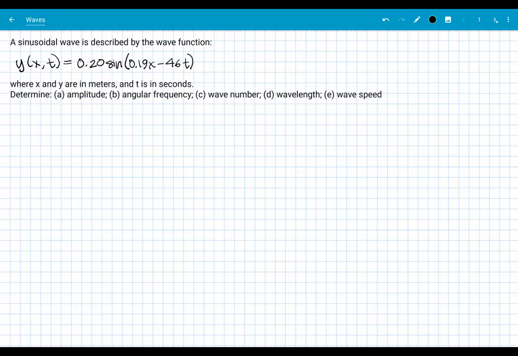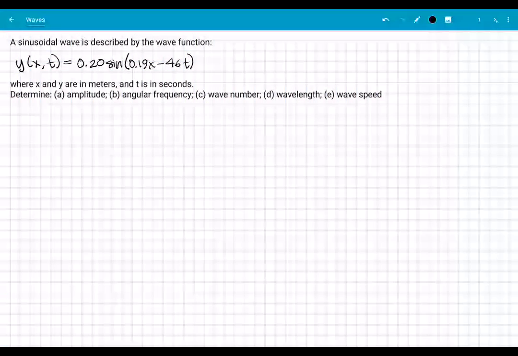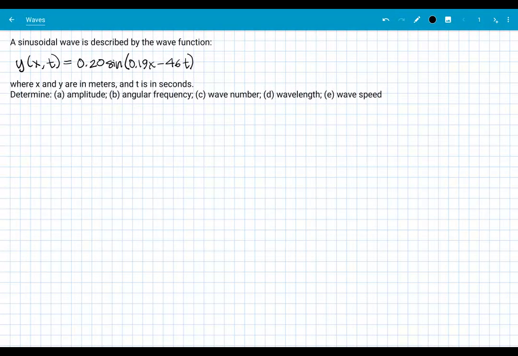Okay, so be sure, before you really start in on the problems in this chapter, that you have a good picture of what the particle, the medium, is doing versus what the disturbance is doing. Unless you can separate those things out and see what each one is doing, it makes it really hard to understand what's going on with these wave functions.